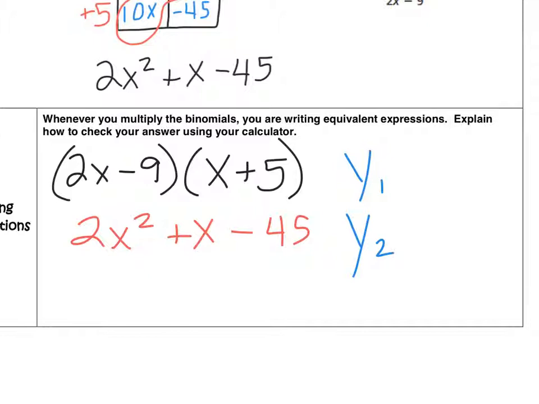What if we were to put these into the calculator under y1 and y2? So put them in the y equals key under y1 and y2, and then I want you to pull up the table. And if your tables are exactly the same, then you know they're equivalent and you did it correctly. If your tables are not, go back and check your math and figure out what you did wrong.